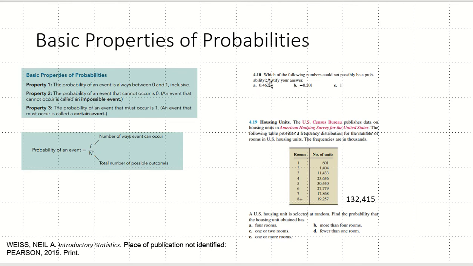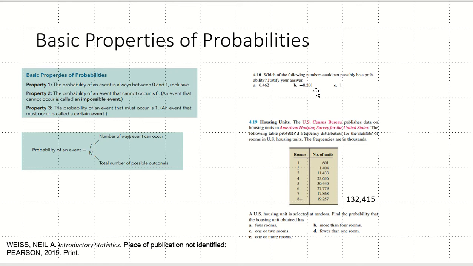So letter A, it says 0.462. We'll use the first property and see if it satisfies that. It says that the probability has to be between 0 and 1. And so we have to ask ourselves, is 0.462 between 0 and 1? The answer is yes, it is. So because it satisfies property 1, it is possible. So this is good.